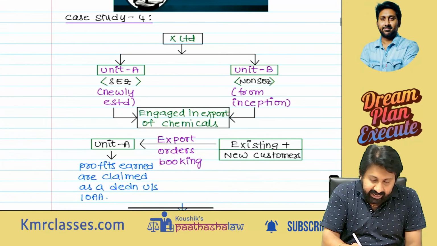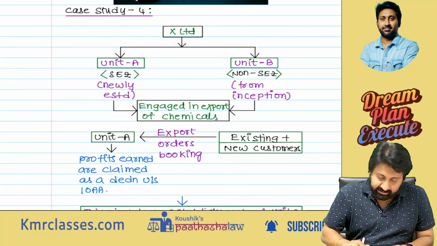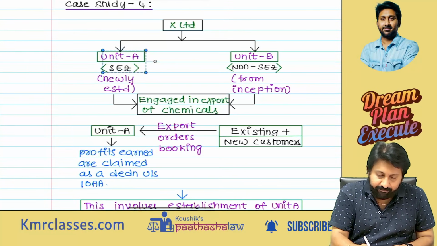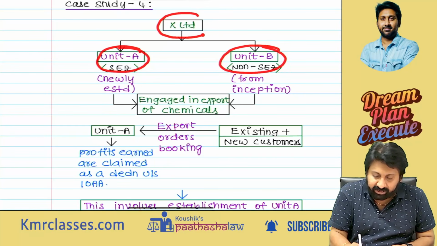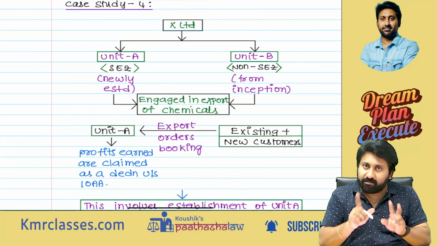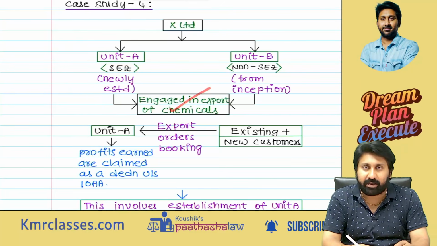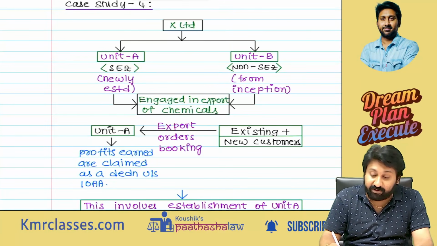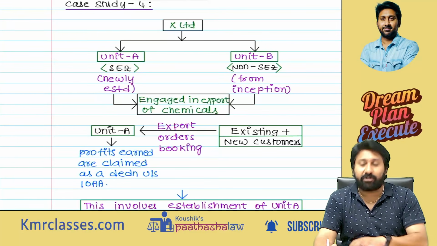Next, case study number 4. So let's analyze this. Again, same. Unit A is established in SEZ. Unit B is established in non-SEZ for one company. Here what happened is both are involved in exporting of chemicals. One is newly established, one is there from the very beginning. Now the trick is very simple. See what they will do.